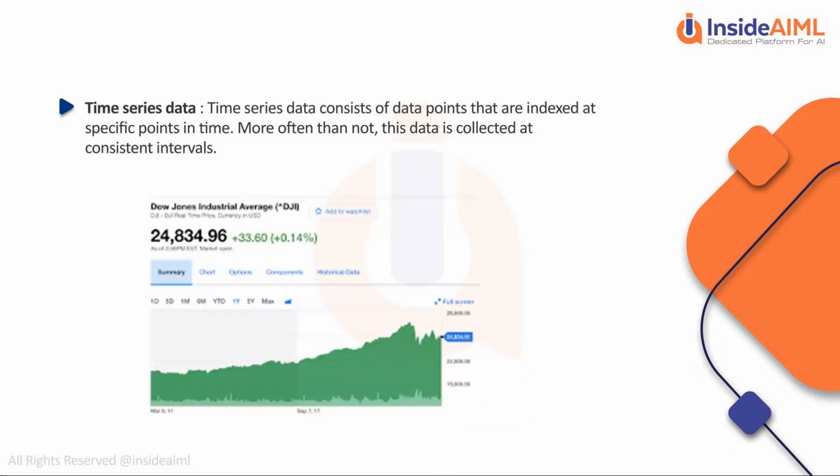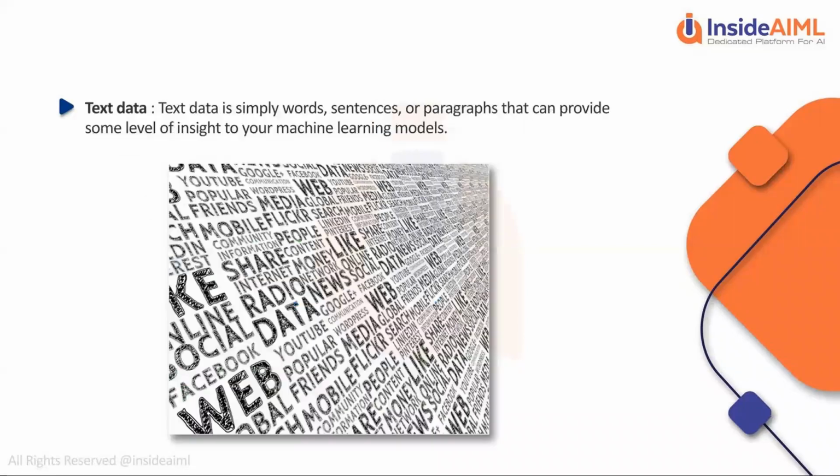Then we have some time series data. Time series data are dependent on time. For example, your temperature and the stock prices are all dependent on time. We also have textual data. Textual data is just text, words, sentences, paragraphs that you see on the internet. For example, if you want to analyze a Wikipedia document, that will be your textual data.